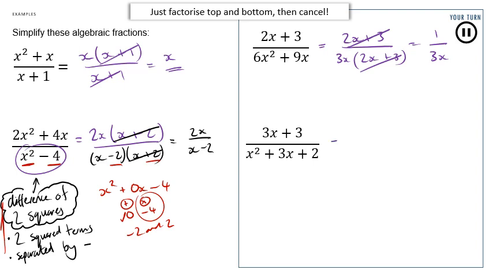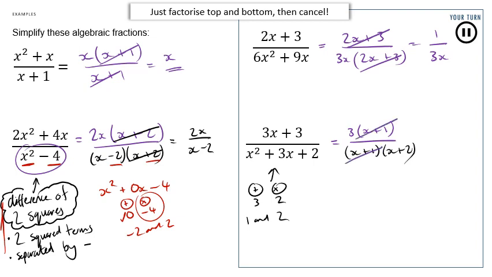We can factorise the top here, and we can factorise the base. To do that, we need to be thinking about a pair of numbers which are going to add to 3. They've got to multiply to 2, so that's got to be 1 and 2. We can now look to divide top and bottom by x plus 1. And there's our answer.